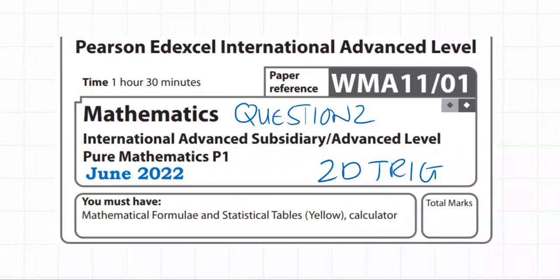This is the Pearson Edexcel IAL, P2, Pure Math 2, June 2022, mathematics. And we're dealing with question 2 in this one, and we're going to look at 2D trig.